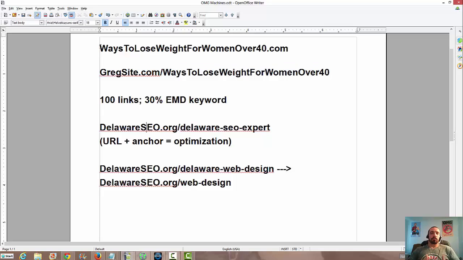URL plus anchor equals your overall optimization. For the most part, it's like 90-95%. They consider title and how many times your keywords are in your content and all that stuff. But the main optimization factor is URL plus anchor text. And I'm going to give an example here. So for DelawareSEO.org, now this is an older site and I wouldn't do this anymore.